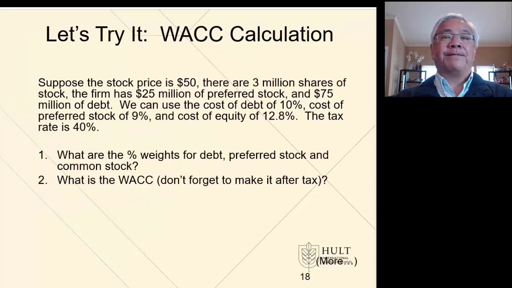All right, let's try it out. So we have this fact circumstance. We have a stock price of $50 and there are 3 million shares outstanding. We have a $25 million preferred stock that has been issued and there's $75 million of debt. And we'll just give you the cost of capital at 10% for debt, 9% for preferred, 12.8% for equity, and since there are some components of debt, we need the tax rate of 40%, and now we can do the weighted average cost of capital.